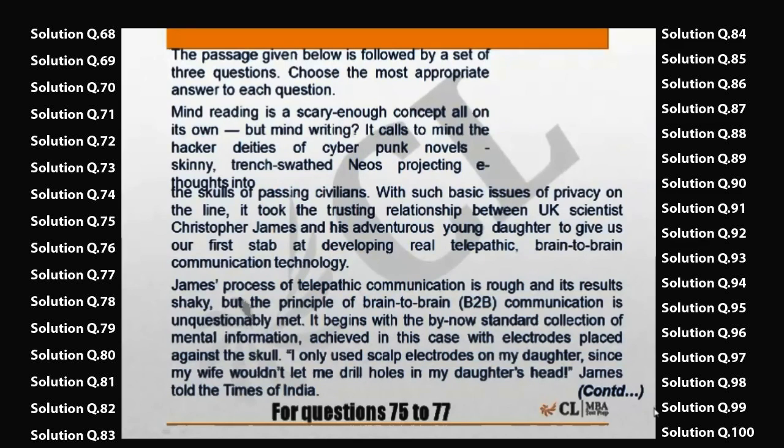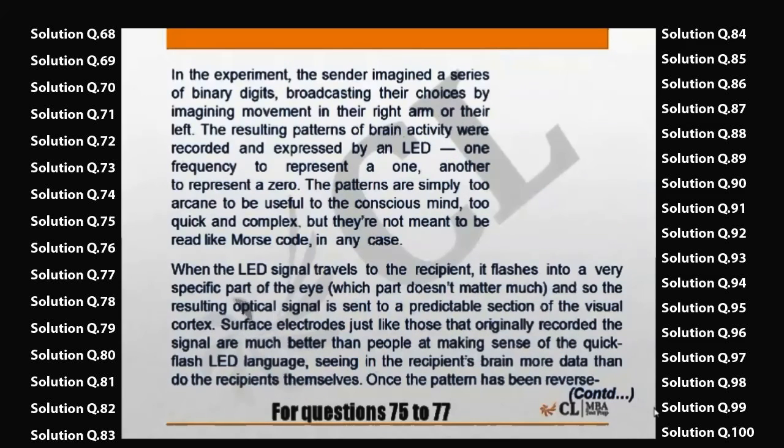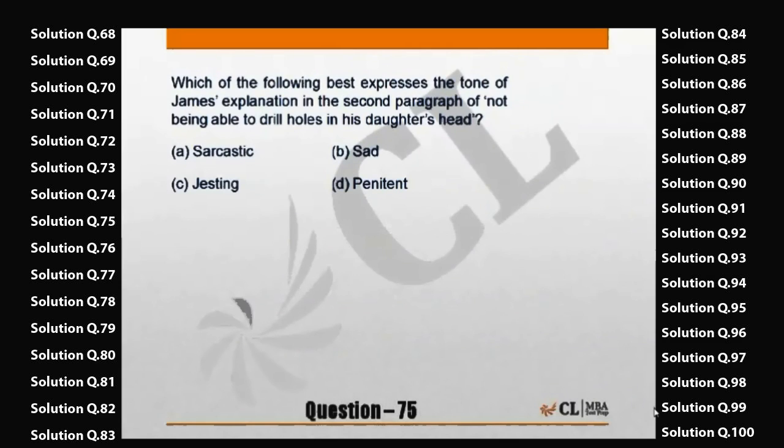This was the third passage in the entire mock. It was about this UK scientist called Christopher James and his path-breaking experiments, I should say, into telepathic communication, which, as the passage mentioned, even though his processes are rough and the results are shaky, the principle of brain-to-brain communication has been met, and that is why this experiment is significant in itself. Questions number 75 to 77 belonged to this particular passage.